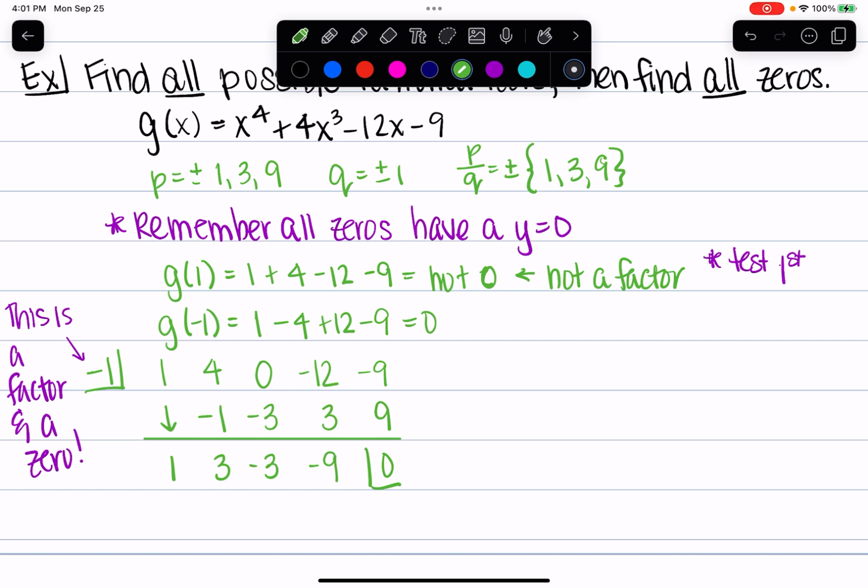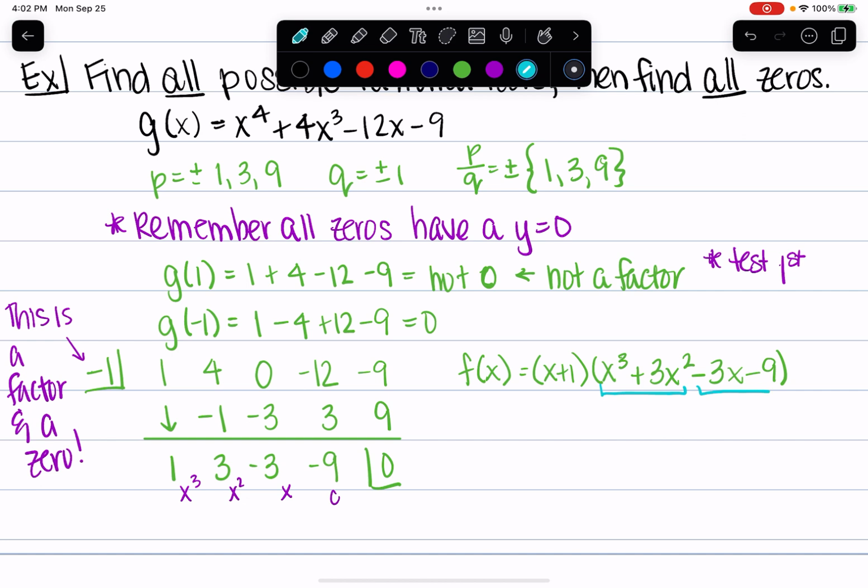So then we're going to start working on factoring completely. I'm going to come up here and say, okay, f of x is equal to x plus 1 times, that's my constant, that's my x squared, x cubed. So that's going to be x cubed plus 3x squared minus 3x minus 9. I'm going to see if I can group these. And based off of looking at it, it looks like a pretty good grouping.